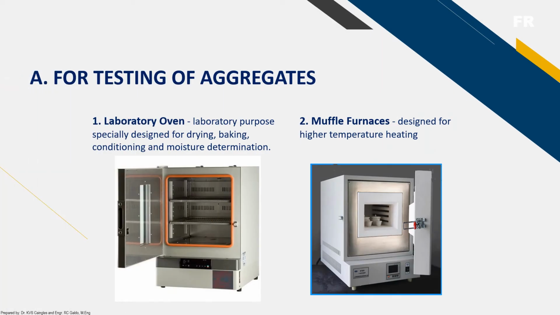So first we talk about what are those apparatus and equipments that we use for the testing of aggregates. First we have the laboratory oven. Laboratory oven is especially designed for drying, baking, conditioning, and moisture determination. So the prime purpose of the laboratory oven is to determine the moisture.